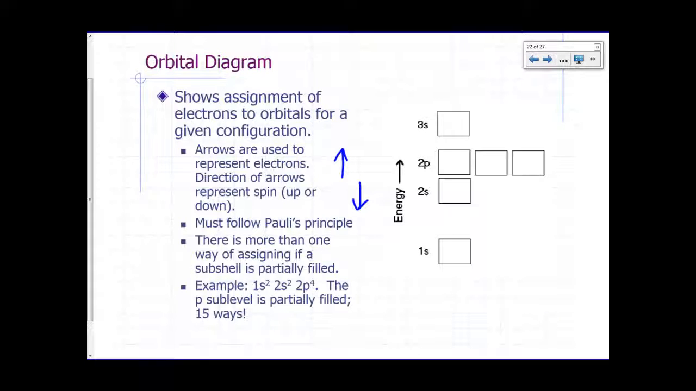When you construct your orbital diagram, you must make sure you follow Pauli's principle, which means no more than 2 electrons per orbital, and if there's a pair of them in an orbital, one has to be spin up, the other has to be spin down.